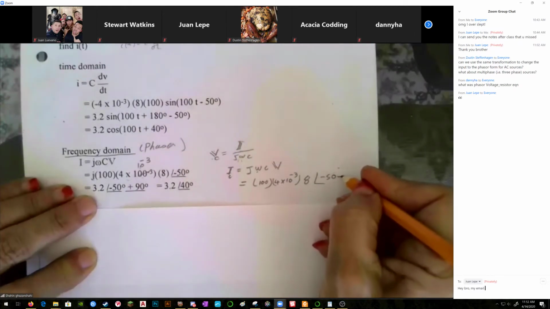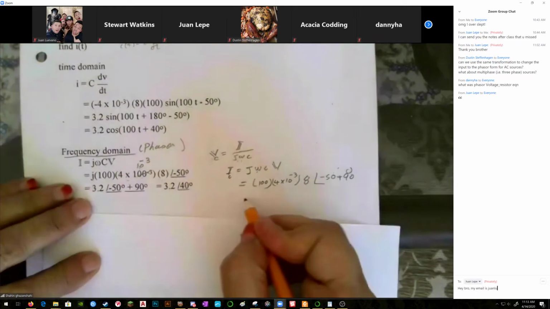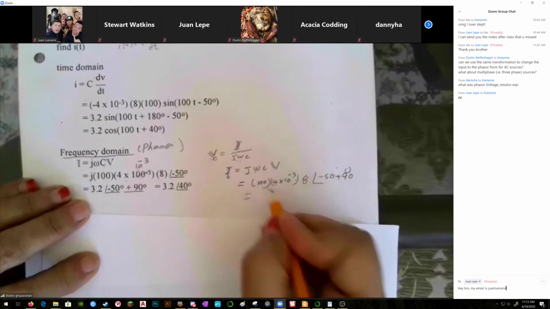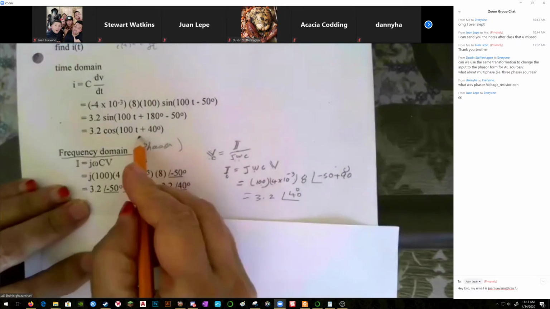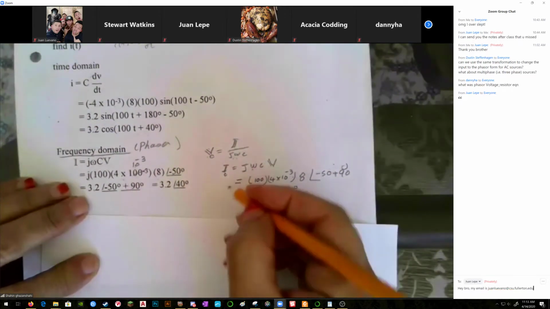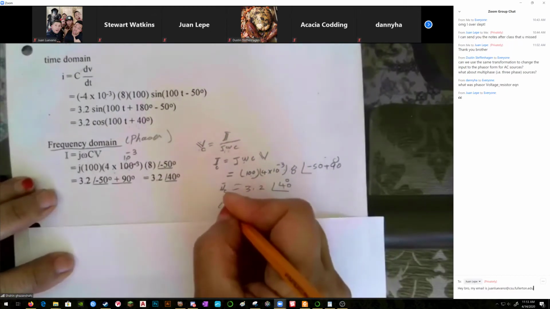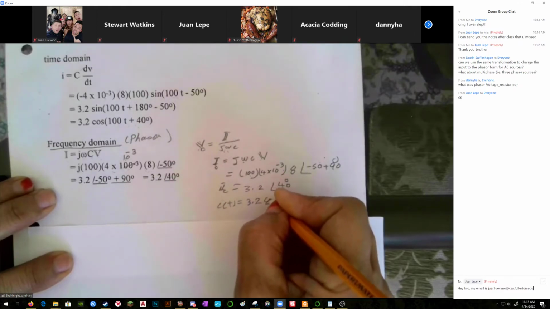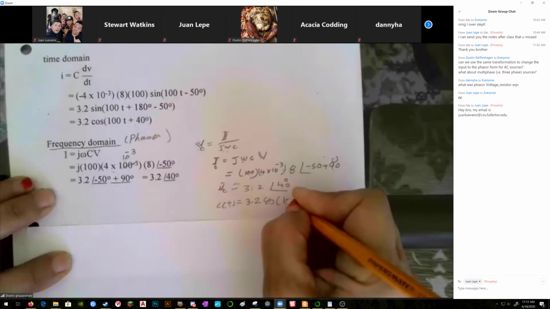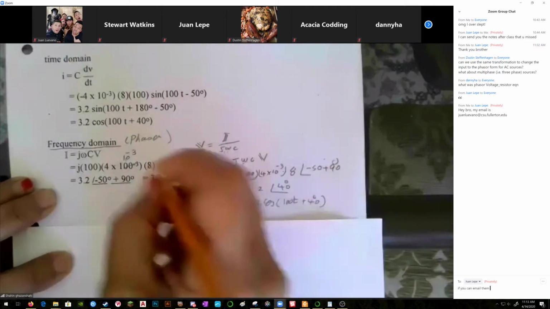Instead of j, I added 90 here. You don't even need to write it. So you multiply them together, you get 3.2 with angle 40. Same answer here. This is the phasor current. So how much is my real? Now you change back to the real. It's 3.2 cosine of omega t, where omega is 100 and never changes, plus 40. Same answer.